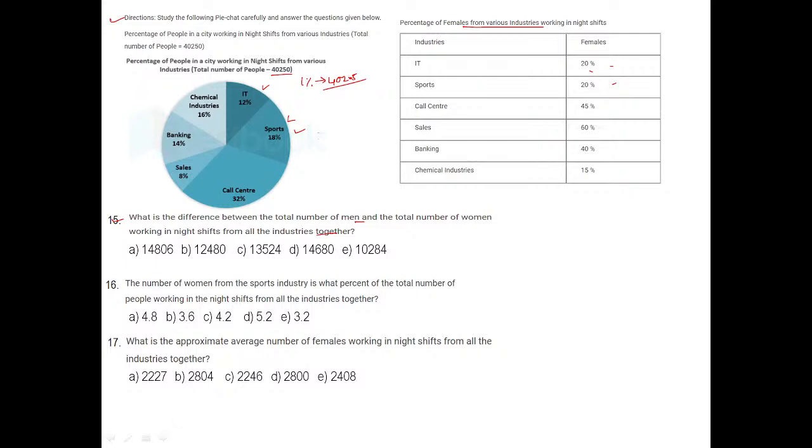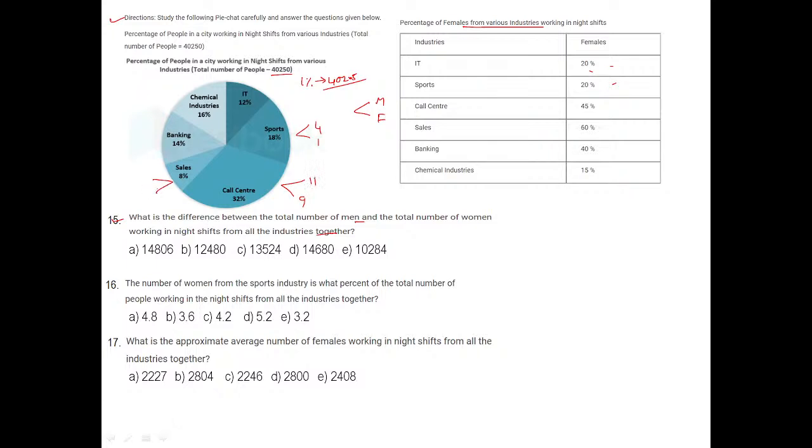See, first what we will do is just separate the men and women percentage in each department, right? How will you do that? First, sport. Sport is 20%, meaning 20% female, 80% male, that means 1 part female, 4 parts male. Just remember that the upper part is for male and the lower part is for female. That is how this diagram follows. And in call center, 45%. We can write it down as 9 units and this would be 11 units.